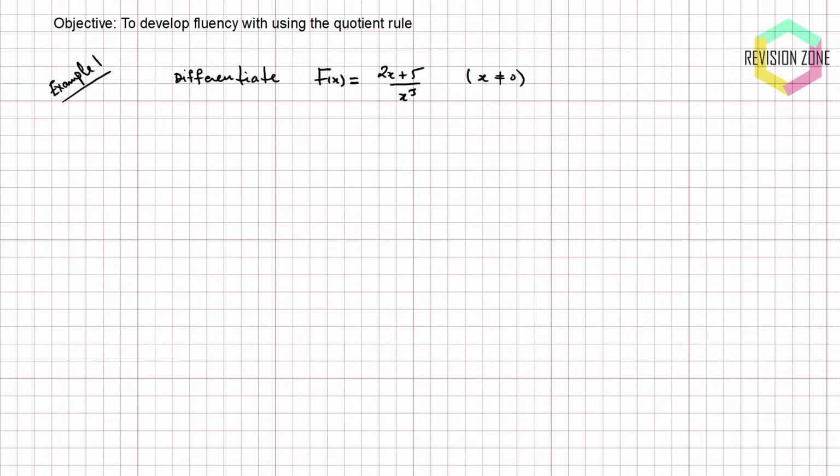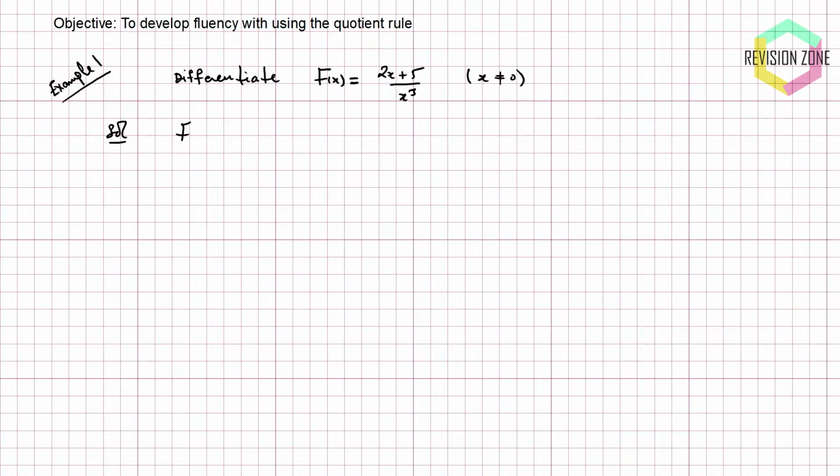In this video, we're going to be looking at lots of examples of how to use the quotient rule. So let's start with example 1. We're given a function, f of x is equal to 2x plus 5 over x cubed, and we have to differentiate it. Of course, we've got to say at the beginning that x cannot be 0, because if x is 0, then the denominator becomes 0, and we run into problems. So with that caveat out the way, let's look at a solution.